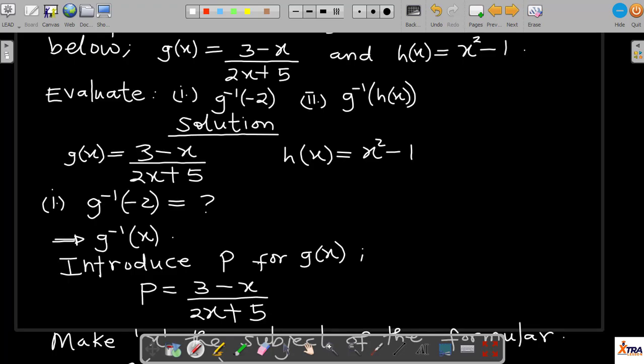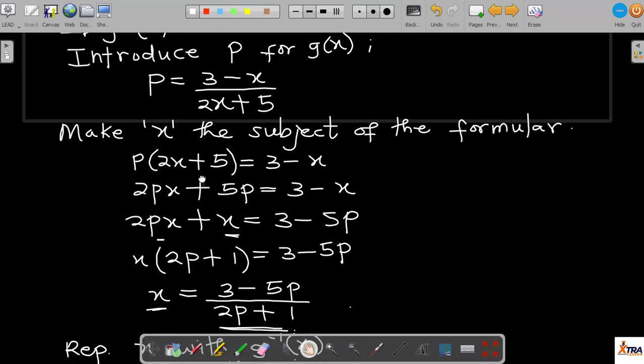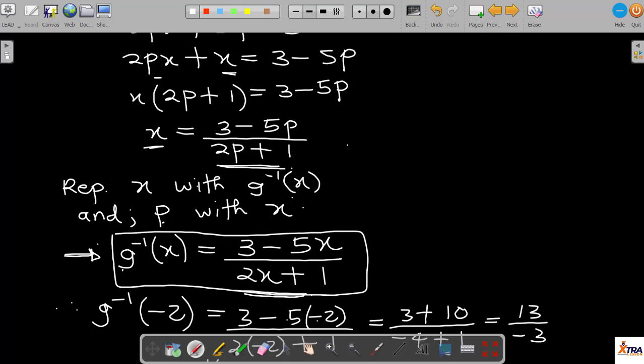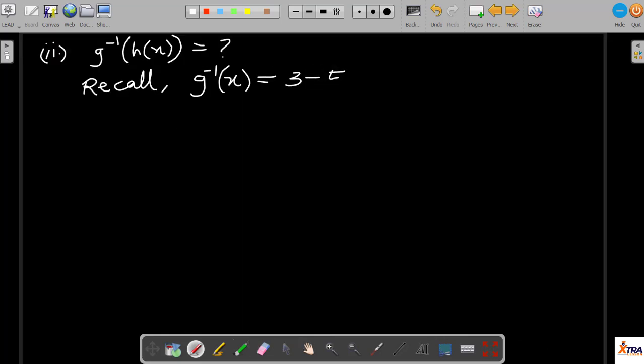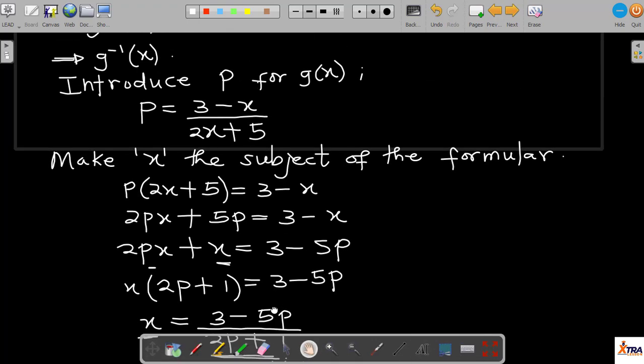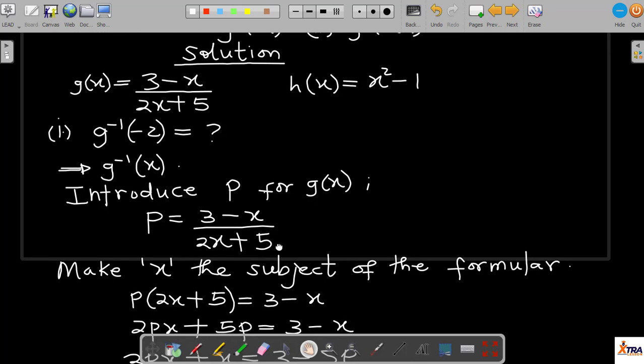So we have already gotten our g inverse of x. We already got our g inverse of x to be 3 minus 5x over 2x plus 1. So all we need to do now is recall that and then we use it. And then for our h of x, we know our h of x is what? I think that's x squared minus 1, if I remember well.